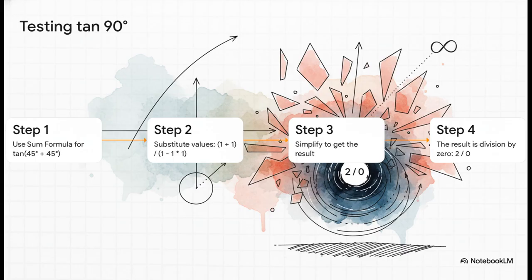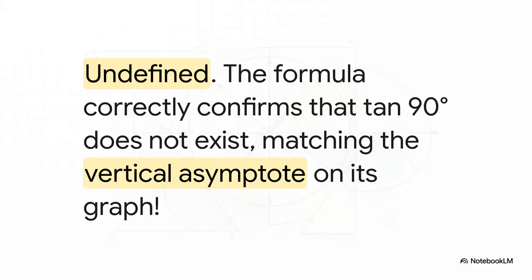And, oh, look what happens. We get 2 divided by 0. And that is exactly right. You can't divide by 0, it's undefined. The formula doesn't break. It perfectly confirms that vertical asymptote we see on the graph of the tangent function right at 90 degrees. I just love that. It's such a beautiful piece of mathematical consistency.